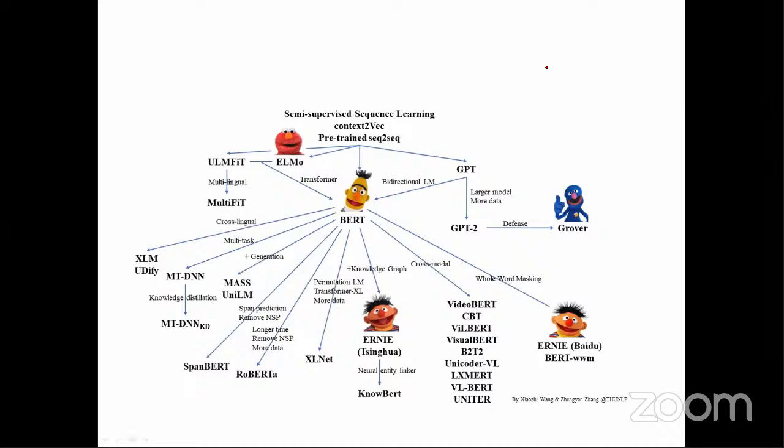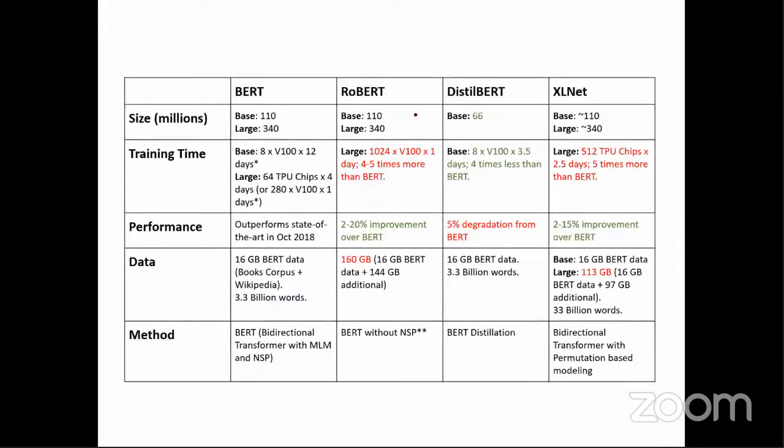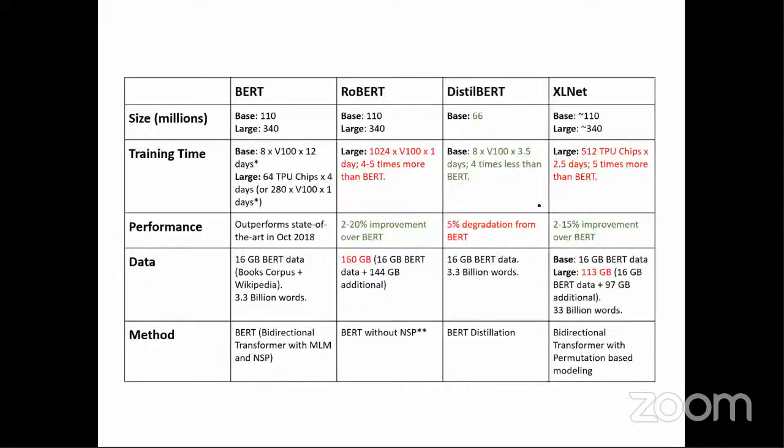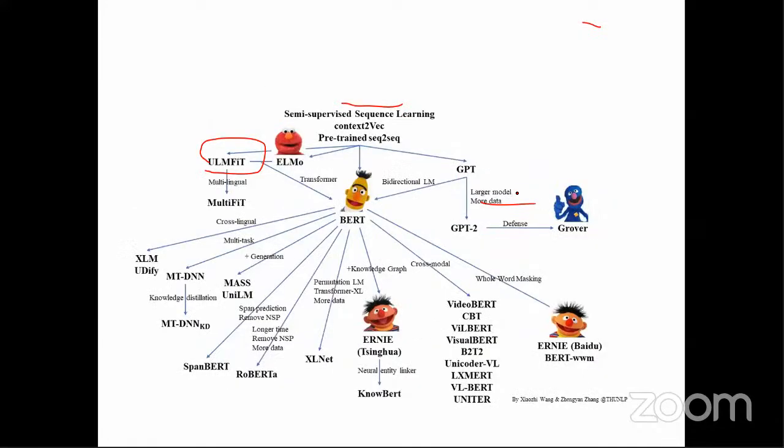Okay, so this is an important slide when you're talking about BERT and other models. It says about other models. You can see here ELMo and other models. ULMFiT is for multilingual, larger, more data. So these are the different variations of BERT.